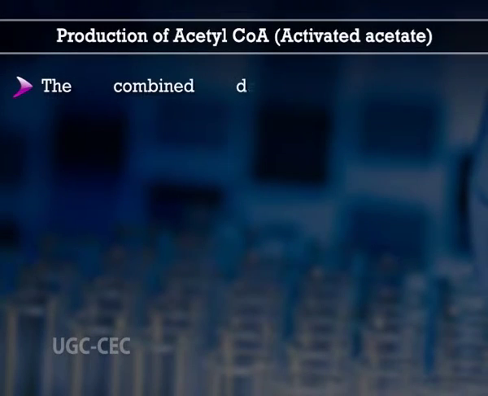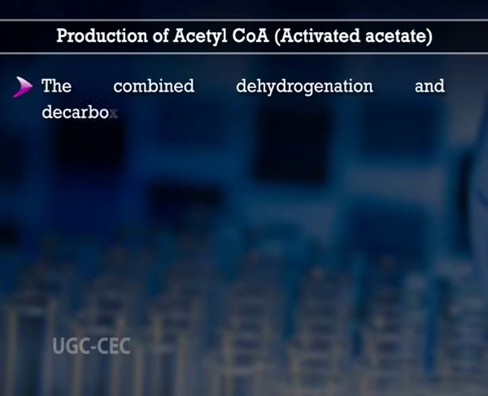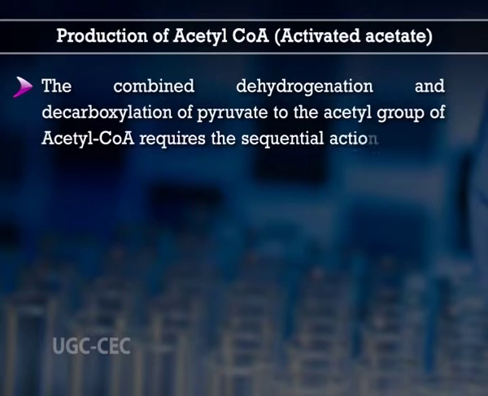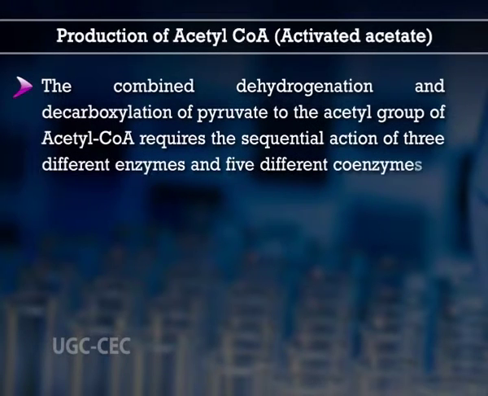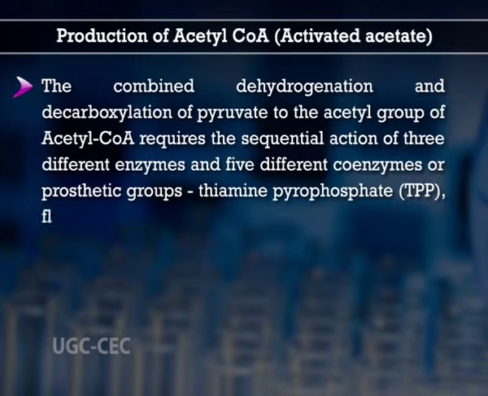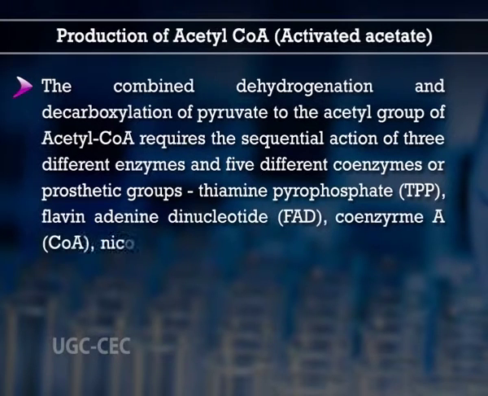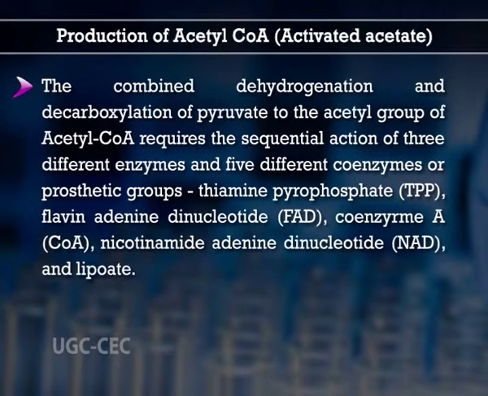The combined dehydrogenation and decarboxylation of pyruvate to the acetyl group of acetyl-CoA requires the sequential action of 3 different enzymes and 5 different coenzymes or prosthetic groups, that is thiamine pyrophosphate TPP, flavin adenine dinucleotide FAD, coenzyme A, nicotinamide adenine dinucleotide NAD, and lipoic acid.